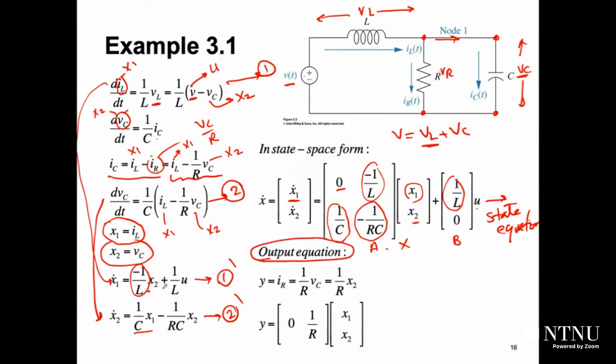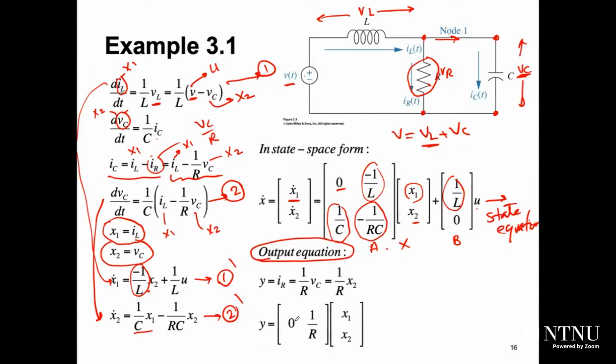The output equation, as I told you, is something that will be different from system to system, or from person to person, or company to company. So for example, in this example here, we need to control IR. We need to control the current across the resistance IR. So Y equal IR. What is IR? IR, in fact, is VC divided by R. And remember, VC is X2. So it will be 1 divided by R multiplied by X2.